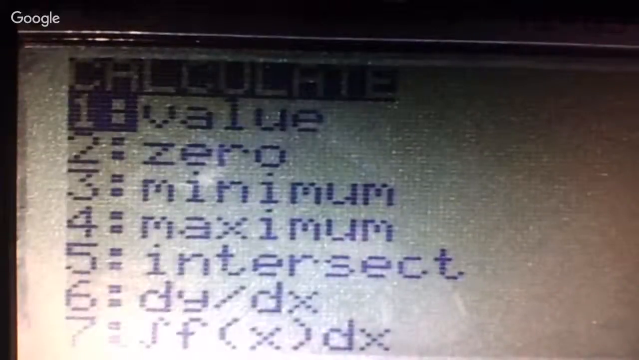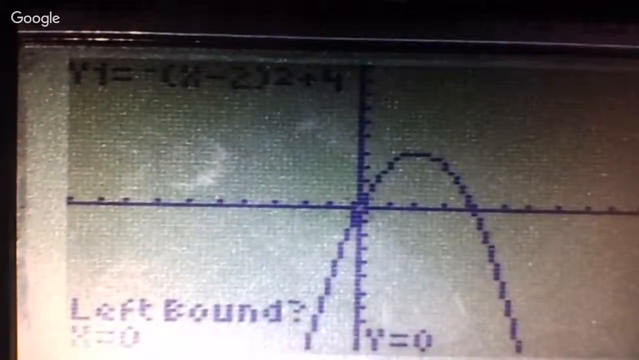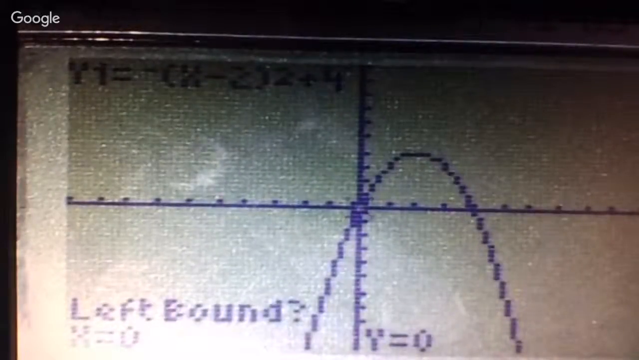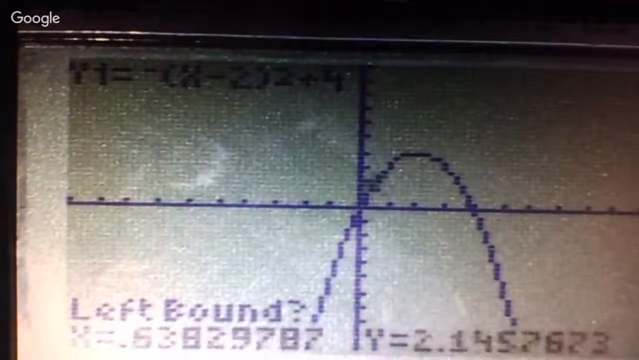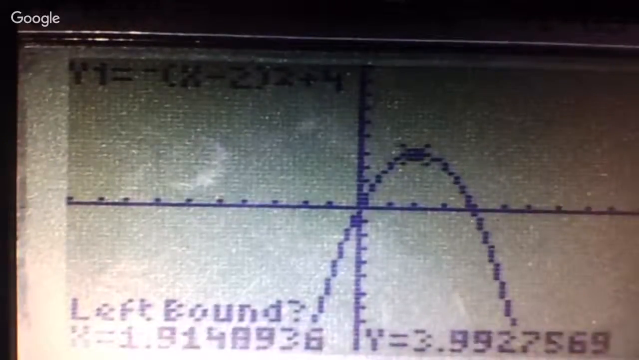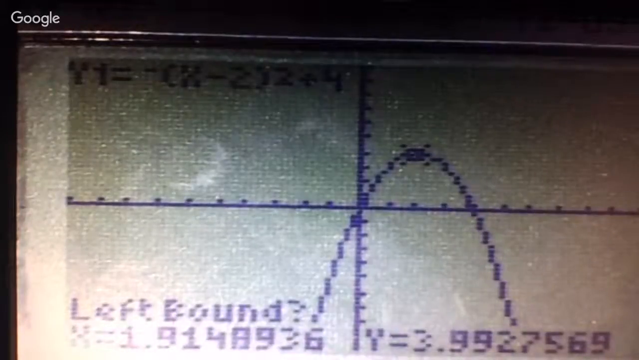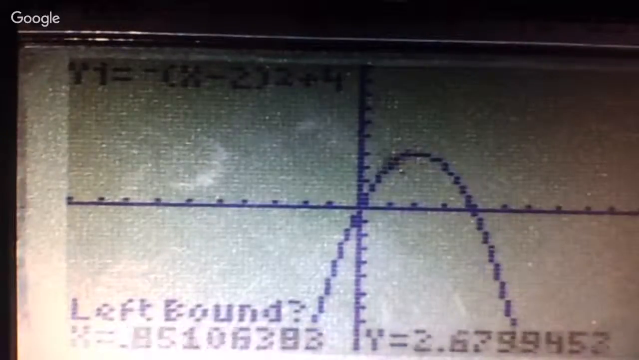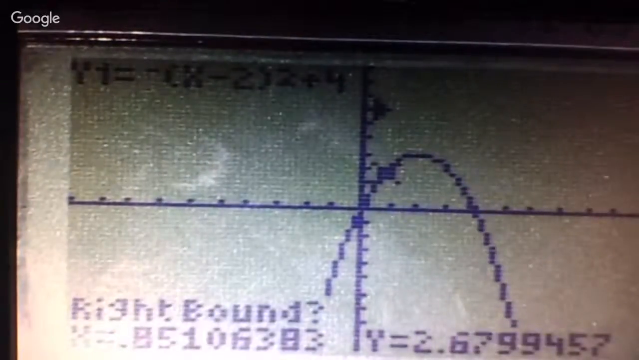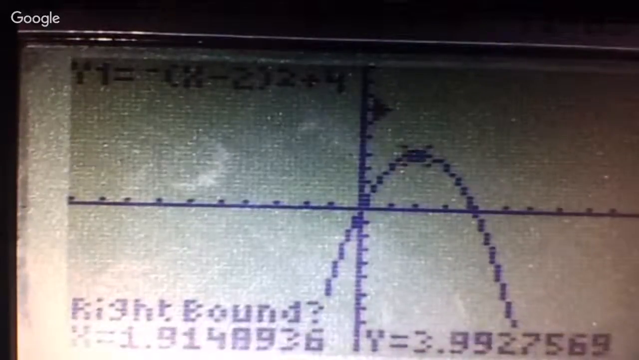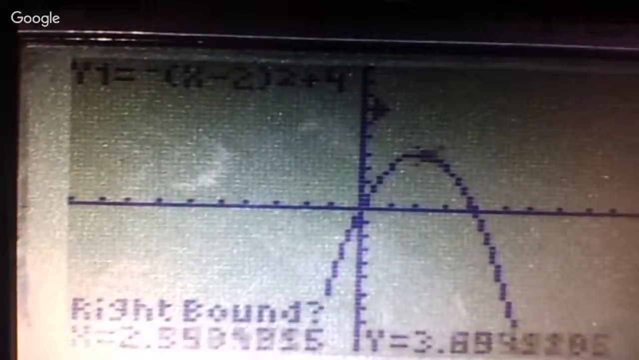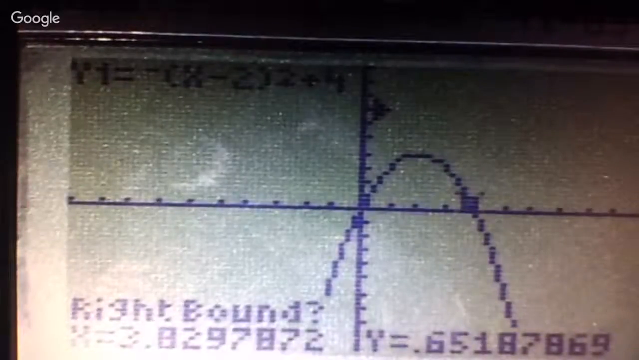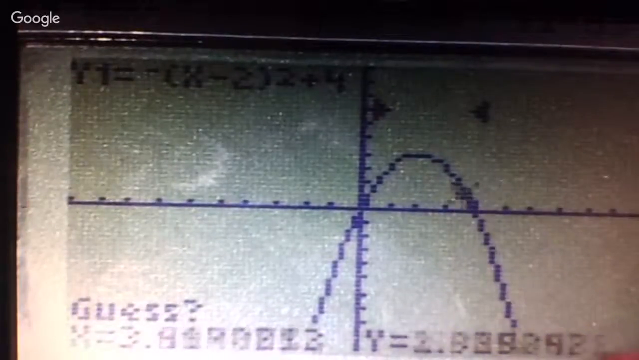Okay, so this time when I go to second trace, instead of a minimum, I want choice 4. The same rules still apply. After you choose it, it's the same thing. Move it to the right to get it as close to that maximum as possible. They want a left bound first, so go to the left. Hit enter. Go back to it. Now go to the right and hit enter. Go back to it.